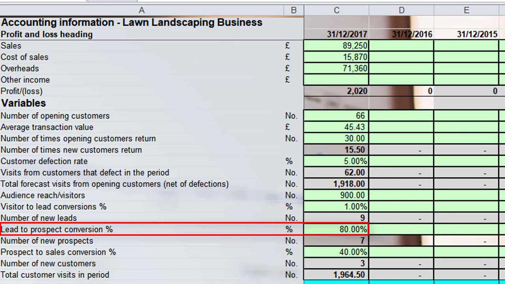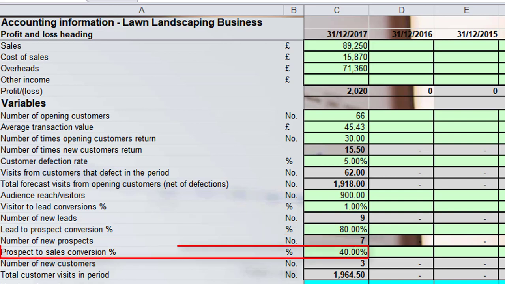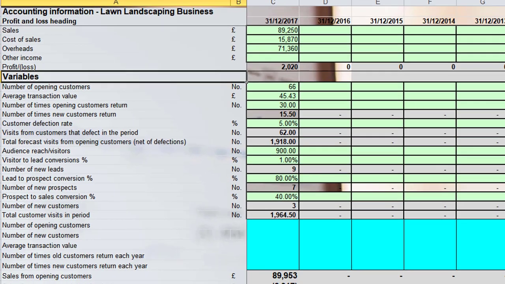For example, with your lawn and landscaping business, if someone contacts you through your website and they're outside of your area, whilst they are a potential customer because they fall within your remit of what you do, they may be outside the area that you operate within. So I've assumed that's 80%. I've also assumed that your prospect to sales conversion is 40%. So out of every 100 people you see, 40 of those would convert to customers.